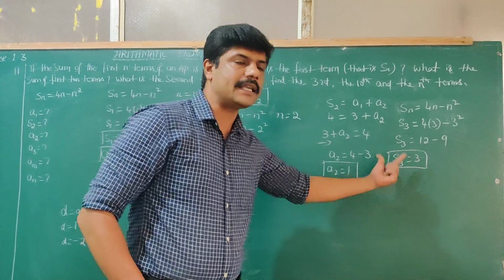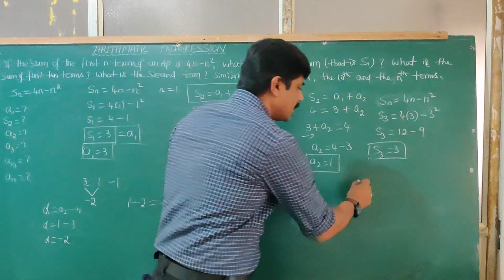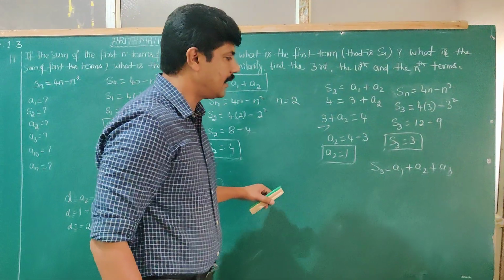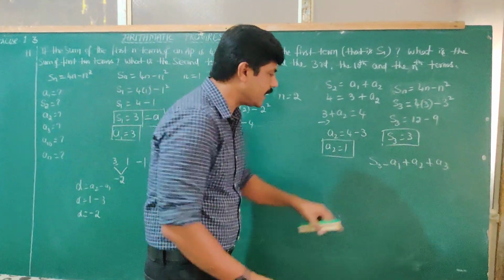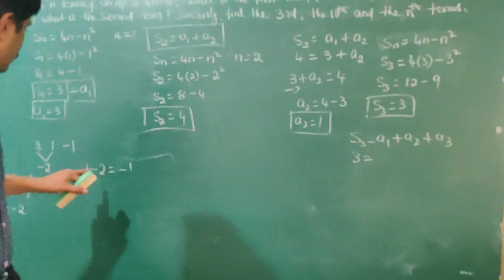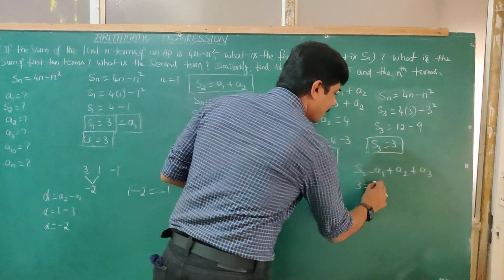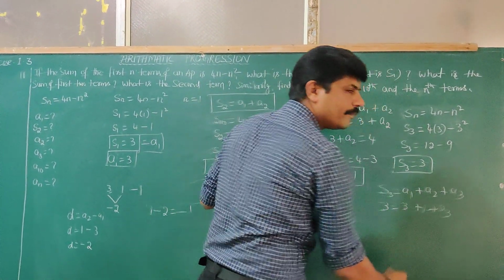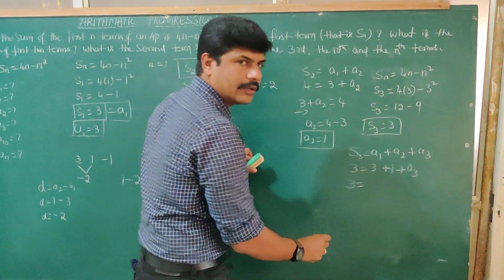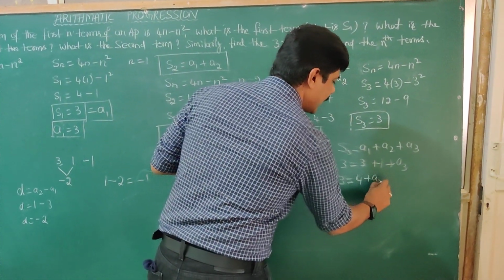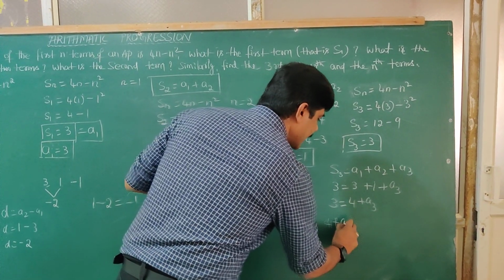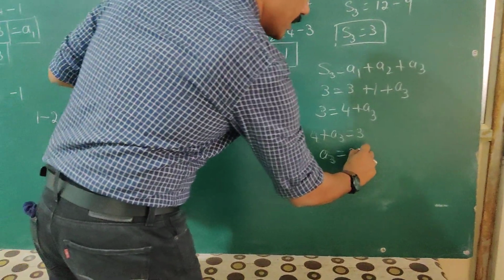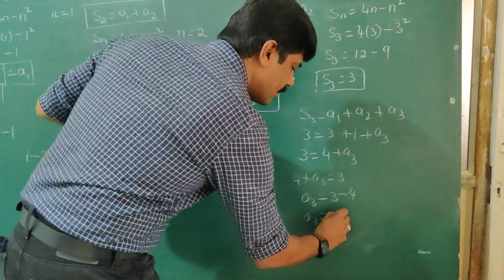Once you find the sum of three terms is 3, then you know that the sum of three terms is nothing but A1 plus A2 plus A3. So you know now S3, the sum of three terms, is 3. Substitute here: 3 is equal to A1, which is 3, plus A2, which is 1, plus A3. 3 is equal to 3 plus 1 is 4 plus A3, or 4 plus A3 is equal to 3. Transfer 4 to the other side, so that plus 4 becomes minus 4, and the third term you get is minus 1.